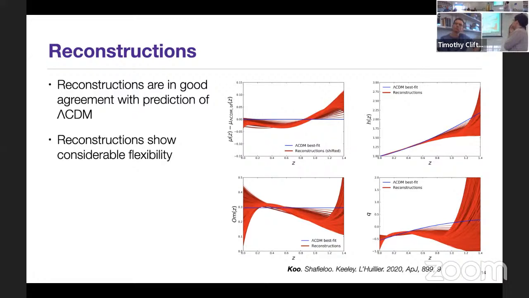And so from these pictures, I can say that this reconstruction in red is in good agreement with the prediction of lambda CDM, but shows considerable flexibility. I'm not saying they show inconsistency with the lambda CDM model. If they have a chi-square value lower than the lambda CDM, they are showing the possibilities which have a better likelihood than the lambda CDM.